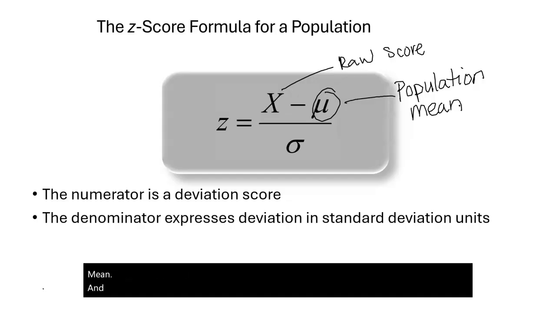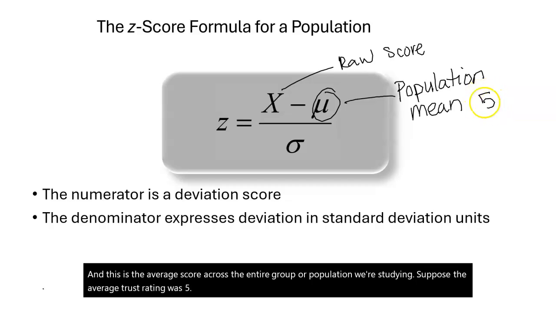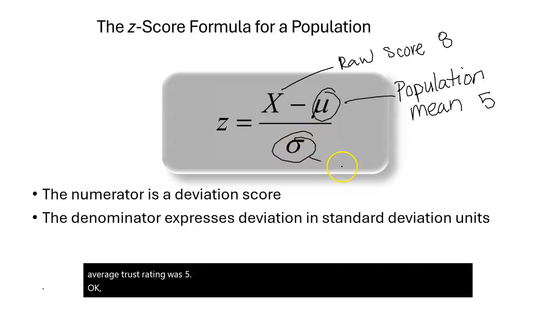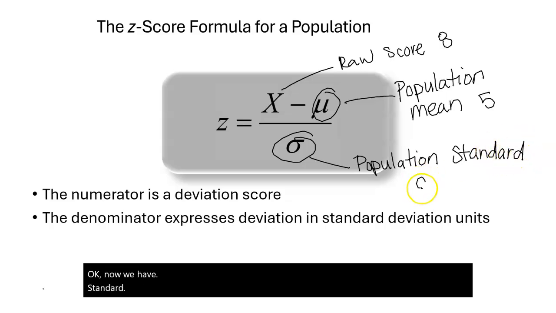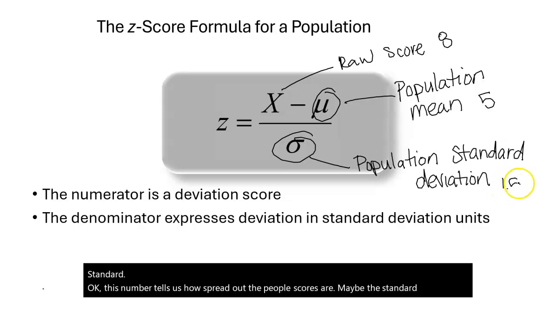And this is the average score across the entire group or population we're studying. Suppose the average trust rating was 5. Now we have the population standard deviation. This number tells us how spread out the people's scores are. Maybe the standard deviation for trust is 1.5.